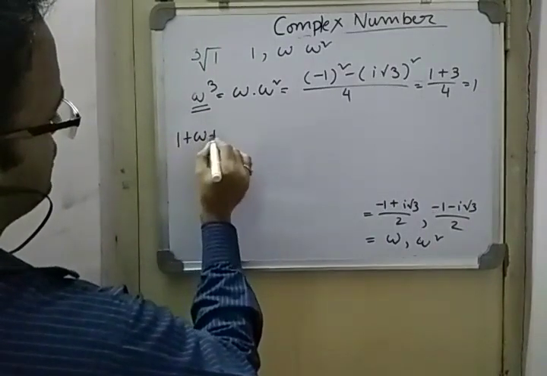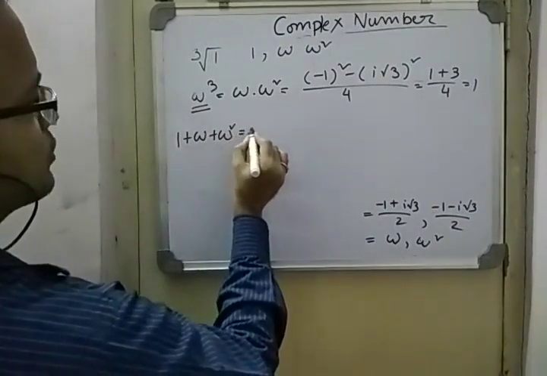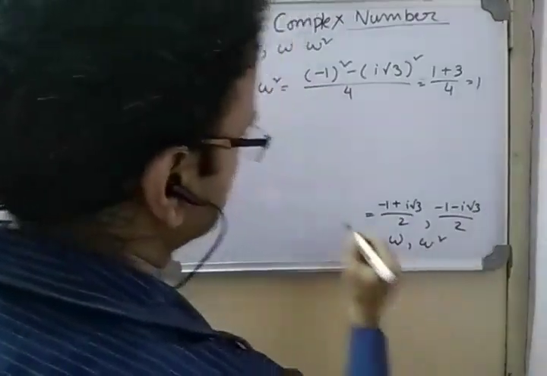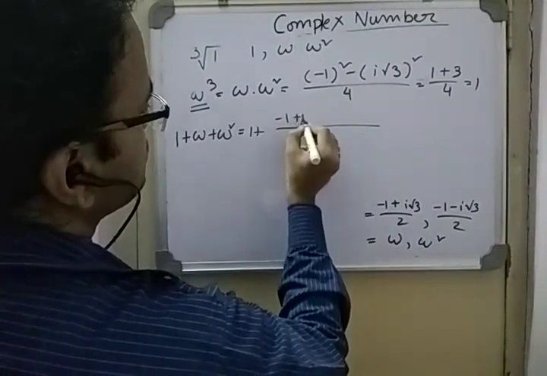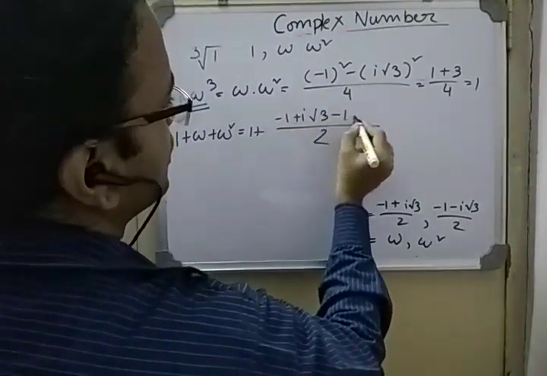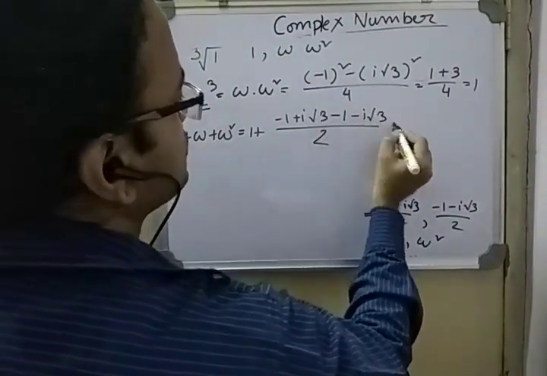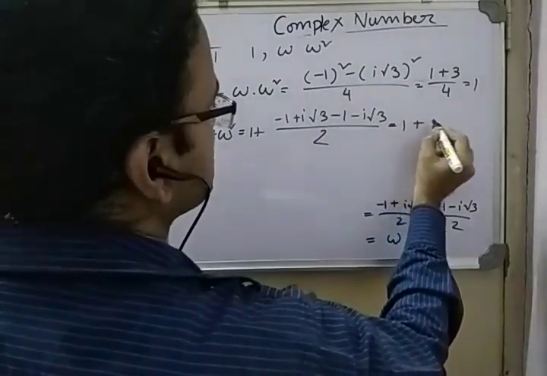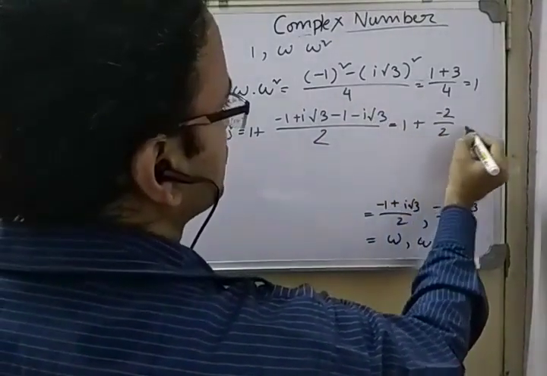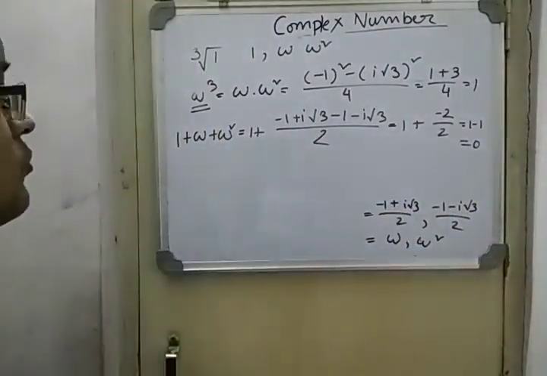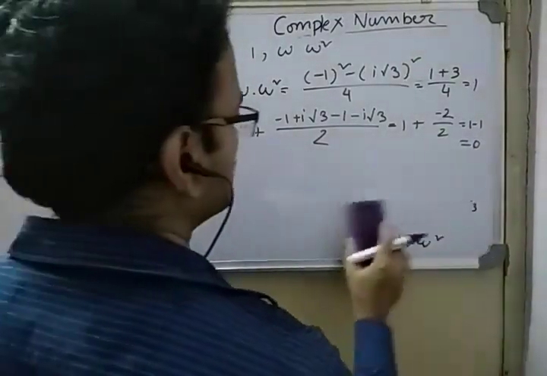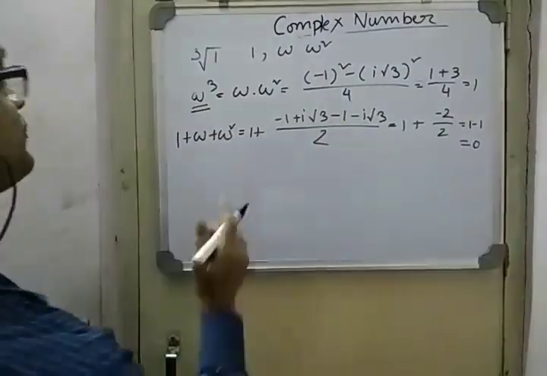Now what is 1 plus omega plus omega square? Add these two, with 2 in the denominator: minus 1 plus i root 3, minus 1 minus i root 3. So 1 plus minus 2 by 2 equals 1 minus 1 equals 0. This is another property: 1 plus omega plus omega square equals 0.